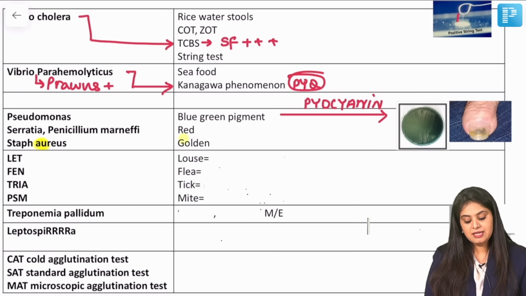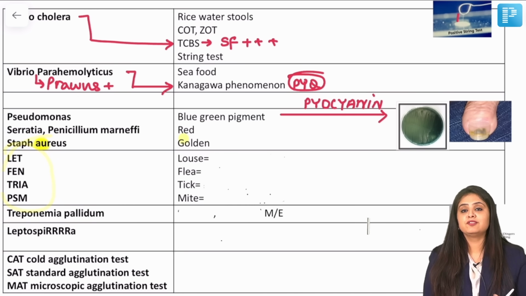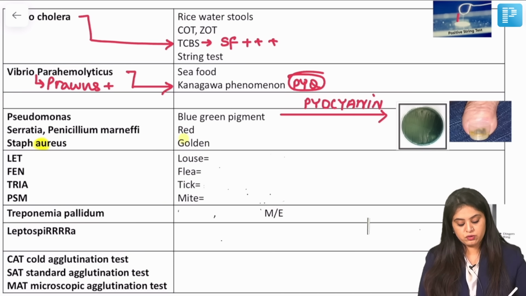All pigments are done. Let's move on to what is written, which doesn't make much sense to a non-medico. What is this? Letfentria PSM, because this will actually finish the different vectors and which typhus fever is going to be transmitted.